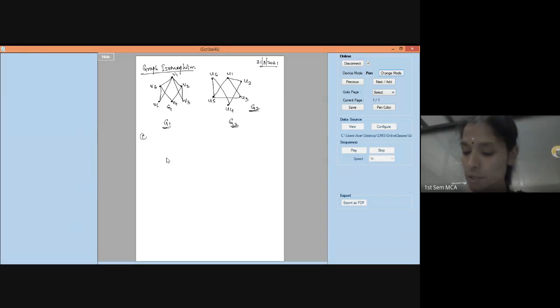The first step that you have to find out is what? We have to first check the number of vertices. That is my first step. Here also, I have to check the number of vertices. So the number of vertices, if you look at graph G1: V1, V2, V3, V4, V5, V6. So you have 6 vertices here.